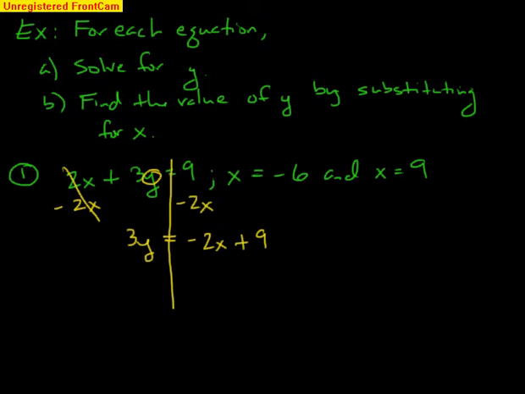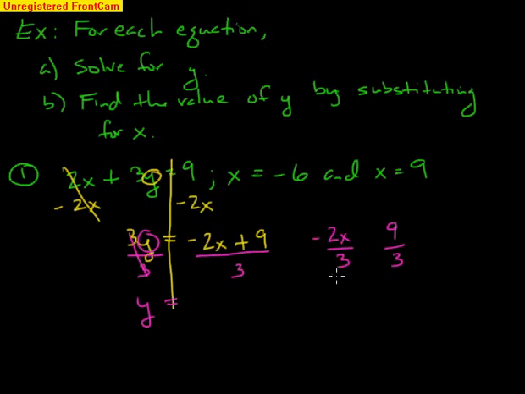Still looking to get this y alone, it's being multiplied by 3, so we divide by 3. We divide this whole side by 3. The 3's cancel, and we get y equals, so we're halfway there. Over here, it's 2 division problems, just like distribution is 2 multiplications. Negative 2x divided by 3 and 9 divided by 3.